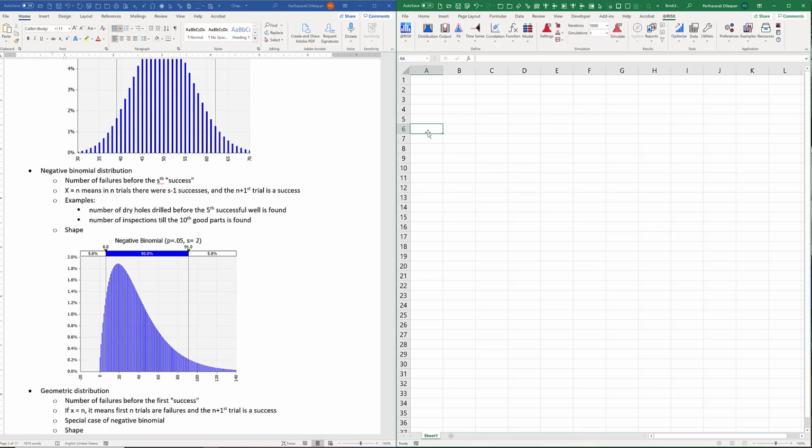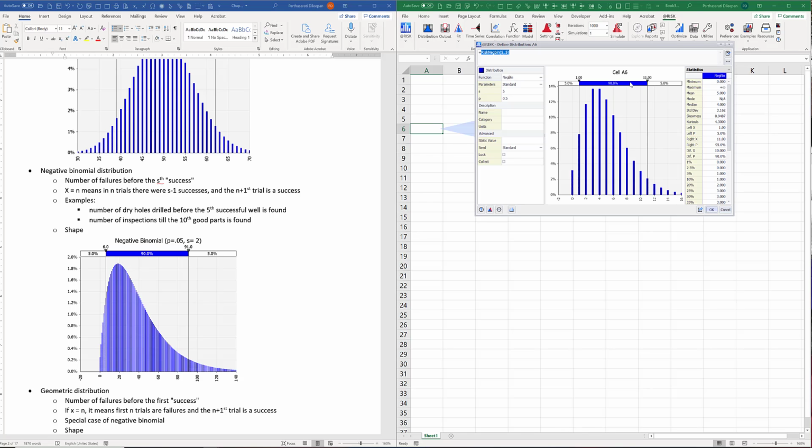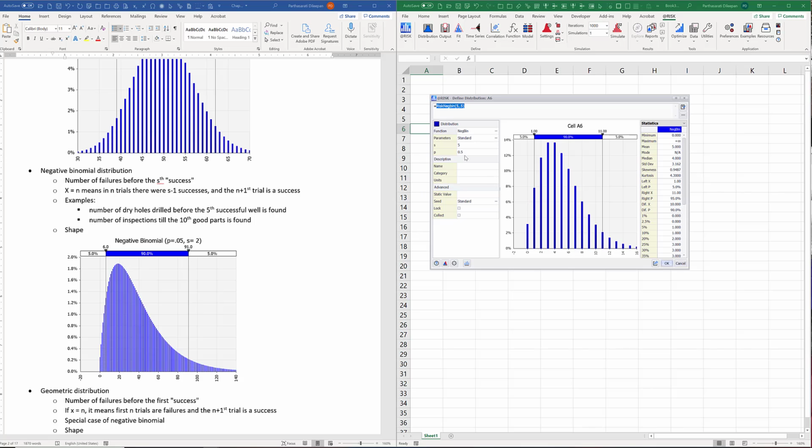Select a blank cell and go to define, and under here, negative binomial is right there. Select. Now it gives you by default 5 successes, and the probability of success is 0.5. So you have the probability distribution. It starts from 0, which would indicate that the first 5 trials were successes, so we didn't have any failures at all, and we reached 5 successes, and so on.